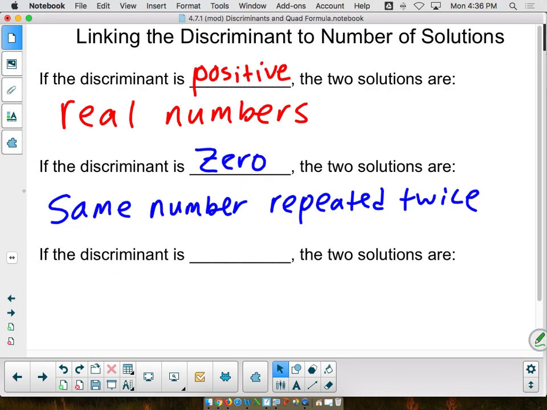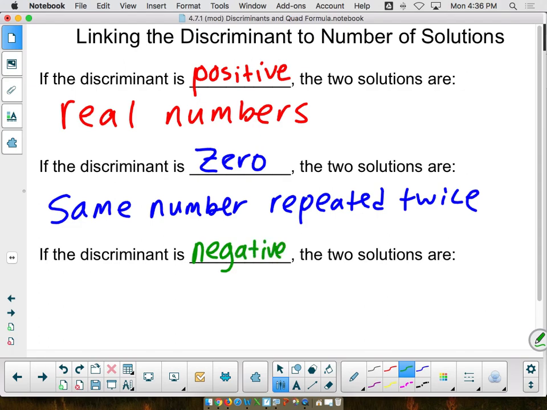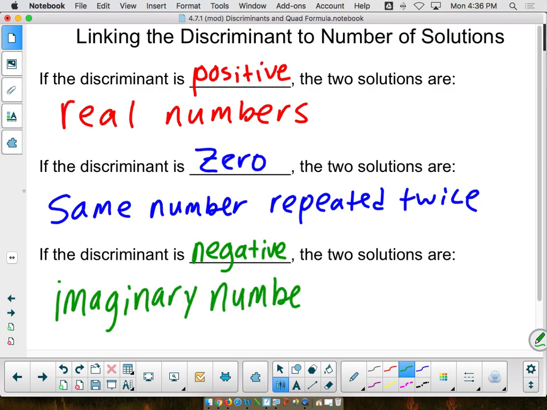And finally, if your discriminant is negative, there are still two solutions, but those solutions are what we call imaginary numbers. And I'm going to introduce imaginary numbers today.